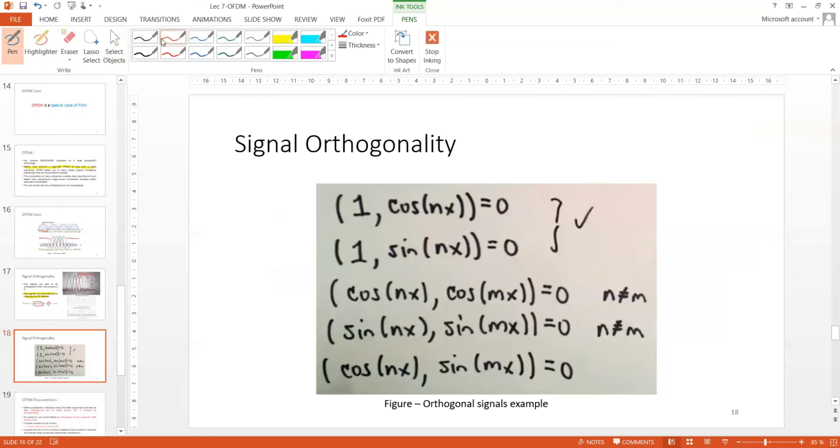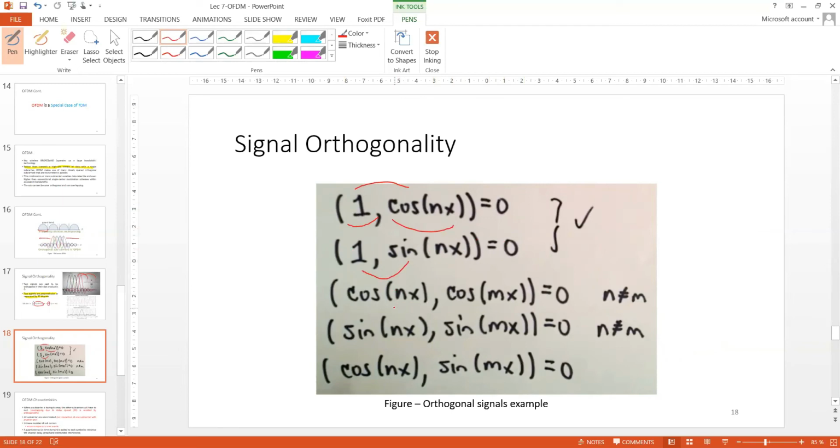So this is just a simple example which is telling you when the signals are orthogonal. If a cosine signal is multiplied with 1 and integrated over a given period of time, you will get an output that is equal to 0. So it means that both of these signals are orthogonal to one another. Similarly, if a sine is multiplied with 1 and integrated over a given period of time, you will get an output that is equal to 0. So both of them are orthogonal to one another.